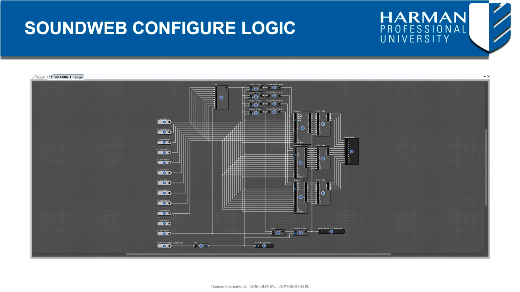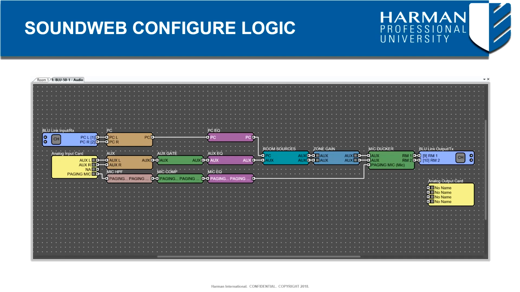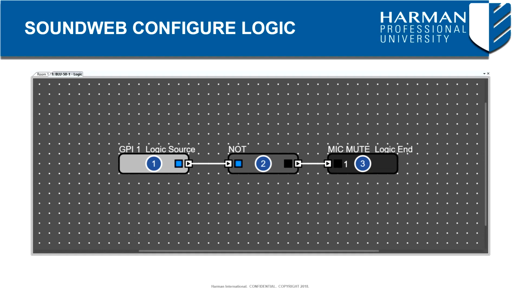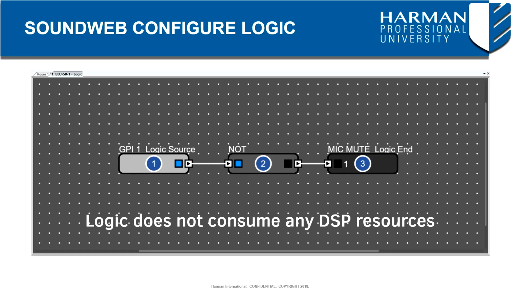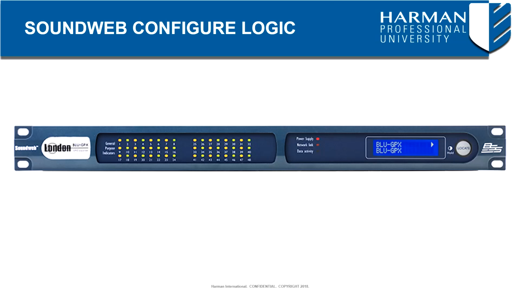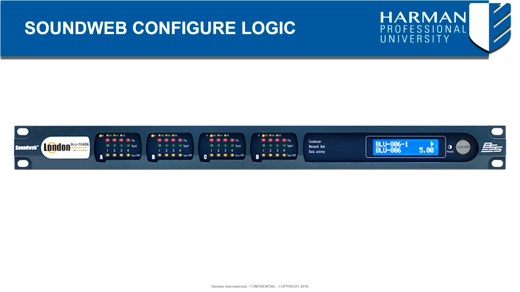As we can see, Soundweb London Logic utilizes objects similar in appearance to the audio objects found in a Soundweb London DSP. They are placed into a user-defined order and wired just like the audio processing objects. Unlike the audio processing, which runs on the DSP, logic processing runs on the device's CPU, meaning it will not use any DSP resources. In fact, many Soundweb London devices that do not have any DSP do have logic, such as the Blue DA, Blue GPX, or any of the configurable I/O expanders such as the Blue 326DA and Blue 120.